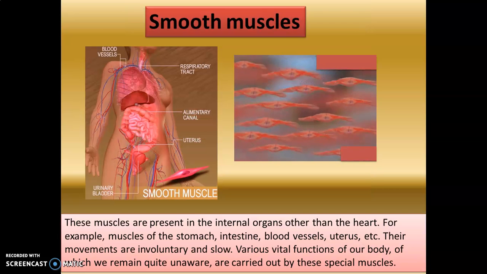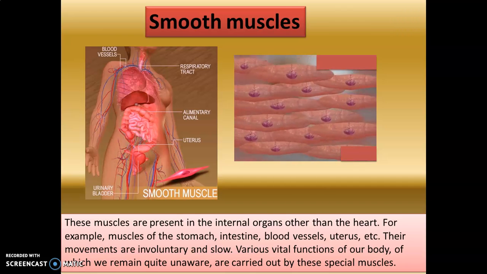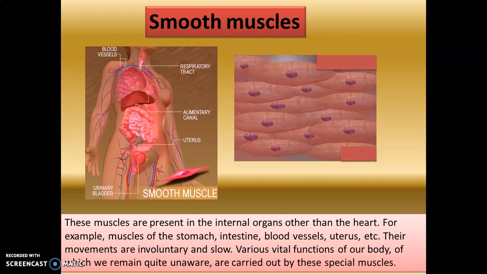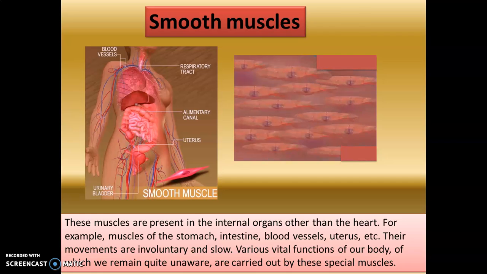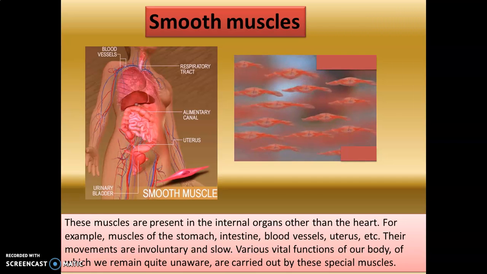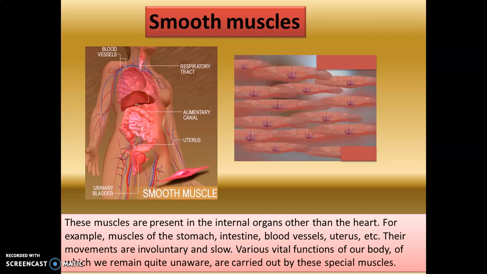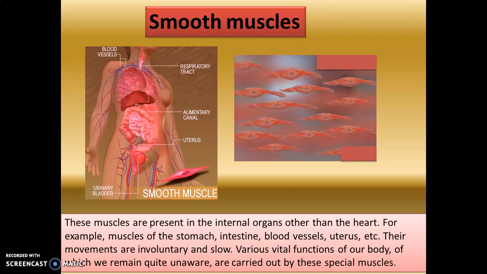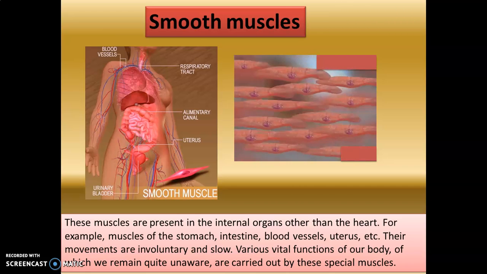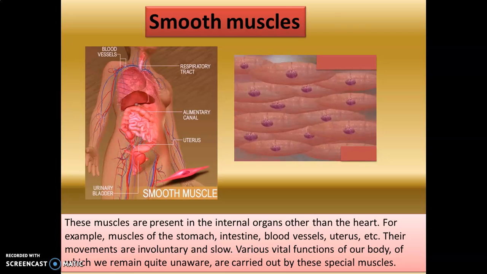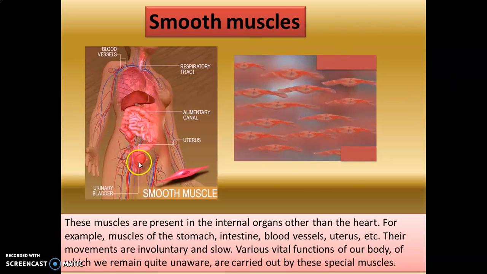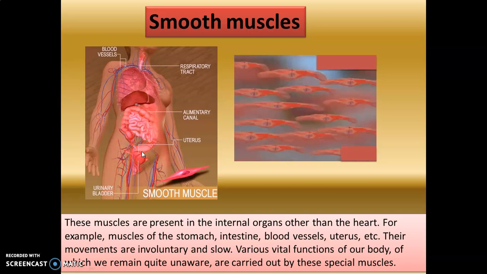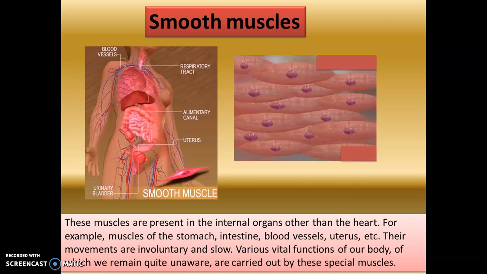Then we have the third type of muscle, that is smooth muscles. Now what are these smooth muscles? These are present in the internal organs other than the heart, because cardiac muscles are continuously contracting and relaxing. These are the other internal organs. For example, we have the muscles of the stomach, intestine, blood vessels and uterus. So here, the smooth muscles are present.